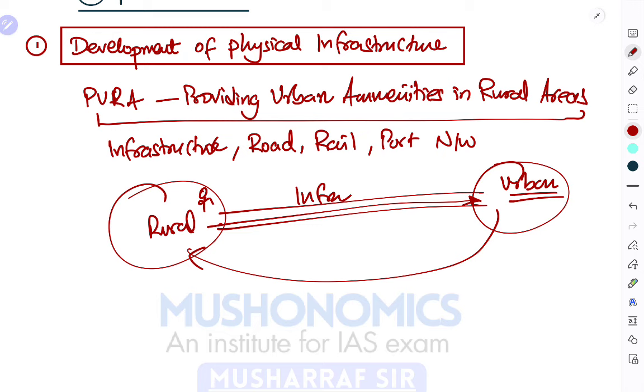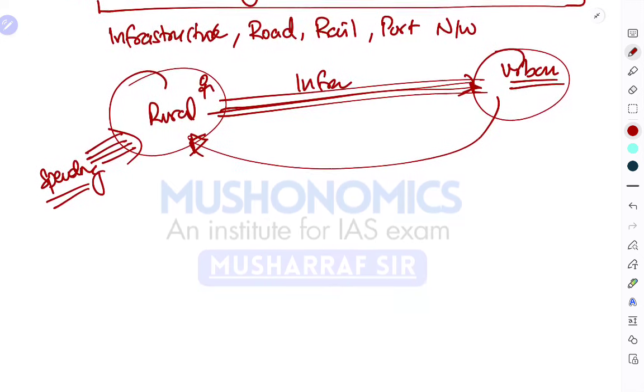So if he goes to the urban area and works there and comes back to the rural area again, most of his spending will be in the rural area. And if most of the spending is in the rural area, the rural economy will also grow, right? So this is one of the advantages that we have when we talk about the development of basically rural infrastructure. And physical infrastructure, when we develop this kind of infrastructure, we can also make.